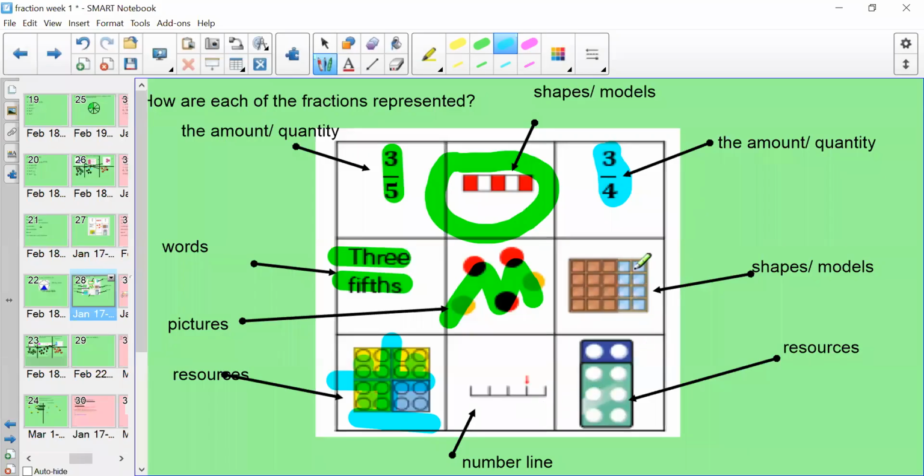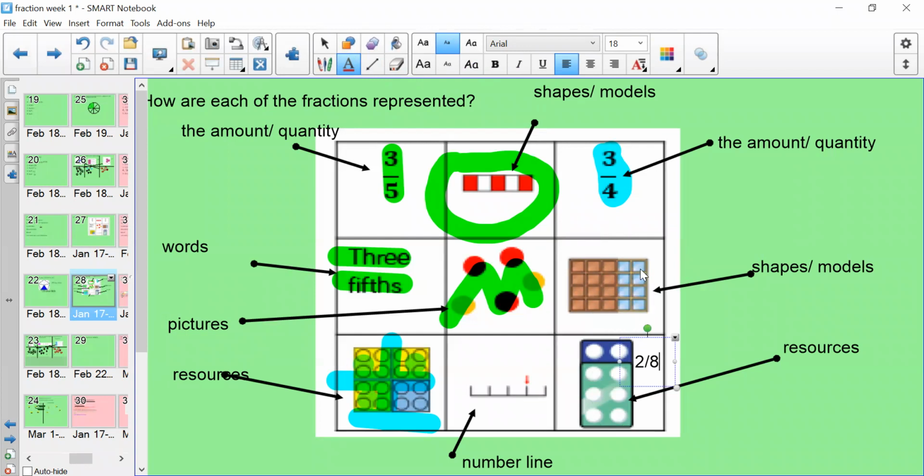Okay, then these ones are slightly different. So we've got the Numicon over here, and we've got the number 1, 2, 3, 4, 5, 6, 7, 8. So we've got 8 parts, and then we've got 2 that are a darker blue. So this picture is representing 2/8.